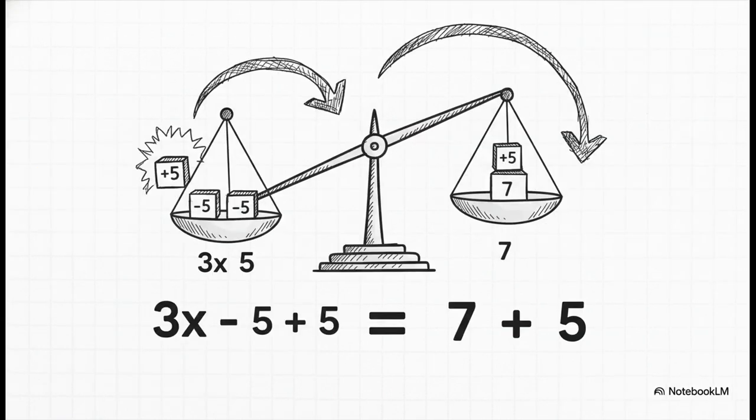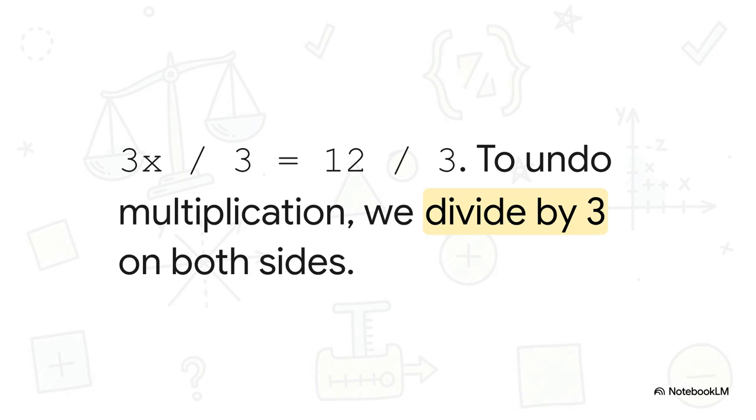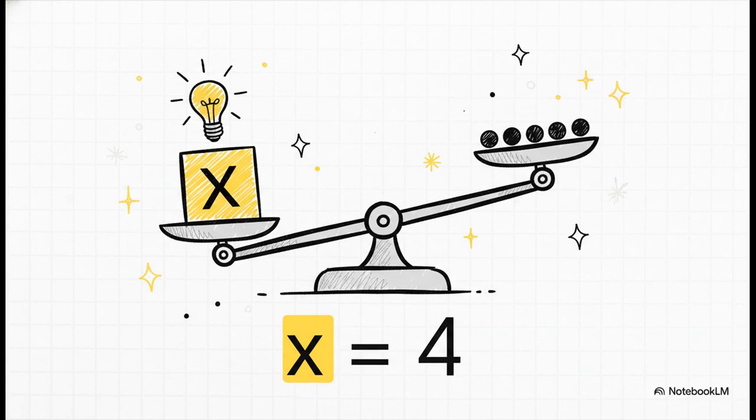First up, we've got to deal with that -5. So we do the opposite. We add 5 to the left side. But to keep our scale from tipping, we have to do what? That's right, add 5 to the right side too. So now we're left with 3x equals 12. To finally get x alone, we have to undo that multiplication. So we divide the left side by 3. And, you guessed it, we do the exact same thing to the right side to keep everything perfectly balanced. And boom, there it is, x equals 4. See? By just treating the equation like that balanced scale and only using our legal moves, we can figure out any unknown step by step.